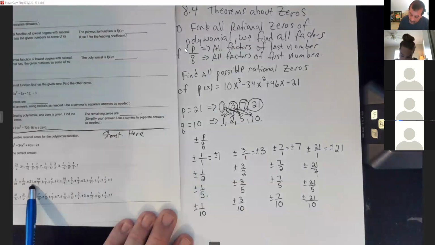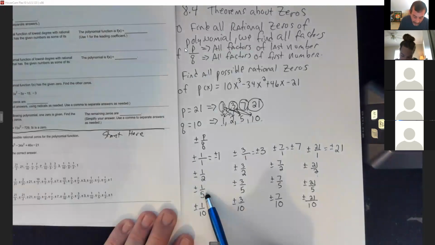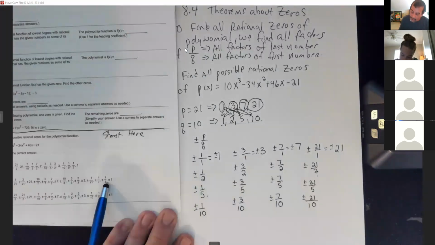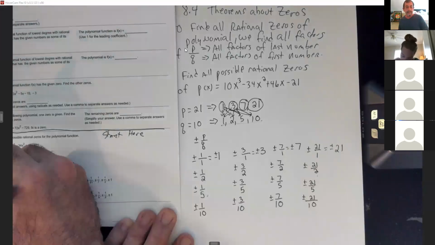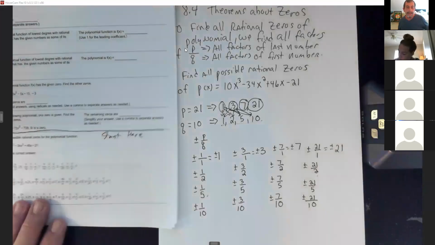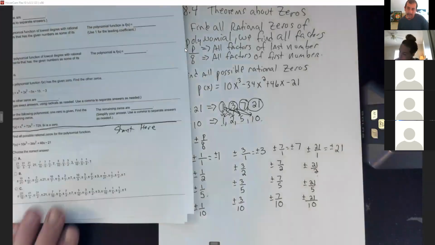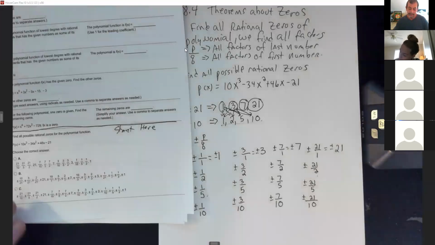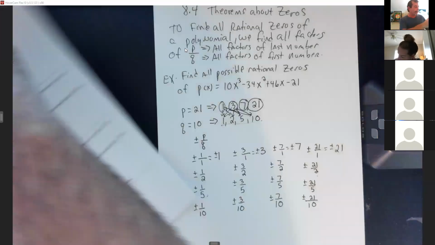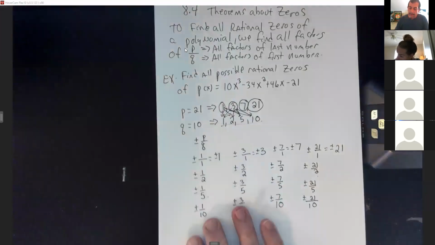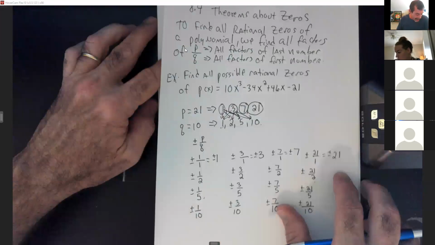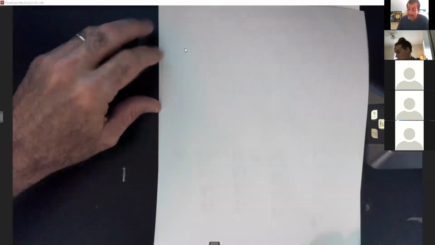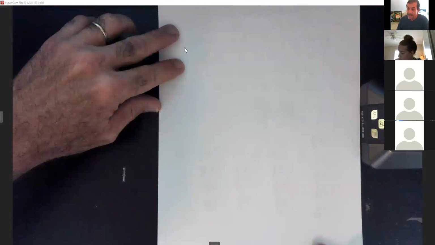And then I had 2 on the bottom, 5 on the bottom, and 10. But notice these got 3, 7, and 21. So those ones were out of order. So the one that had the bottoms I need would be C. So you just got to go through it and find which one has all your fractions and your whole numbers. The reason they did that is so when we start doing these problems like number 16, you don't spend all day trying to find some zeros to start with.